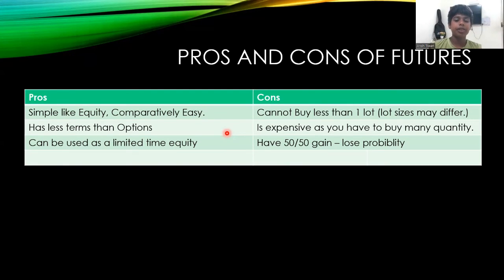The cons are that we cannot buy less than one lot or sell less than one lot, and the lot sizes differ: sometimes it's 70, sometimes 75, sometimes just 50 quantities a lot. With that comes another con: it's very expensive, as you have to buy many quantities at a time. You can't buy one quantity in futures or options. There's also a 50-50 gain-lose probability. You can't be sure you have a 100% chance of winning a trade, until you have good skills in the share market and can predict the market accurately.